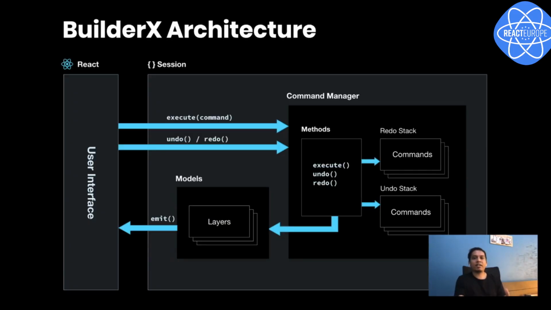So the overall architecture looks something like this: React for UI, and a session object that hosts a command manager and some data models. Whenever there's any user interaction on the React side, it dispatches a command to the command manager, which executes it and keeps the command on the stack. During execution, it updates some data models, and those data models emit and re-render React.